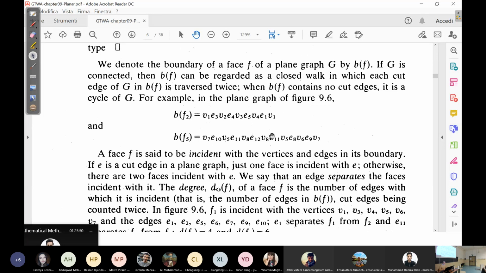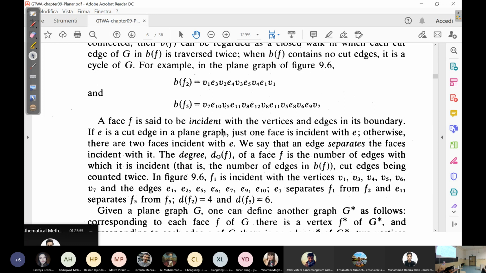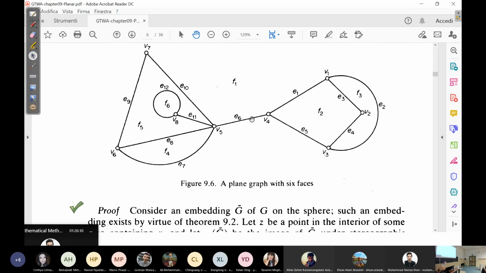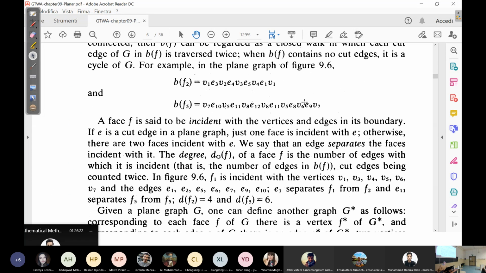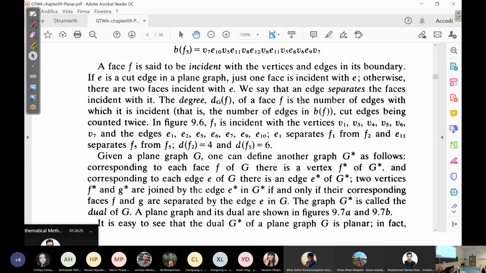And you can here have two examples. We have already seen some. A face F is said to be incident with the vertices and edges in its boundary. If E is a cut edge in a plane graph, just one face is incident with E. On both sides, you have the same face. This is true here. On both sides of E11, you have F5. On both sides of E6, you have F1. This is important for something we'll do later. Okay?